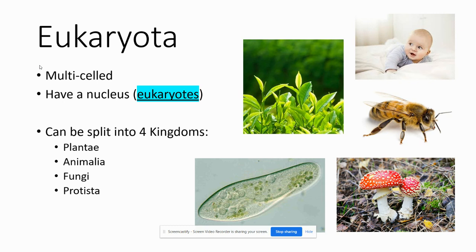So I have some pictures on the right of all of these different groups that could be in the eukaryotic category. So there is a baby, there's a bee, there's plants, there's a protist, and there's fungi.